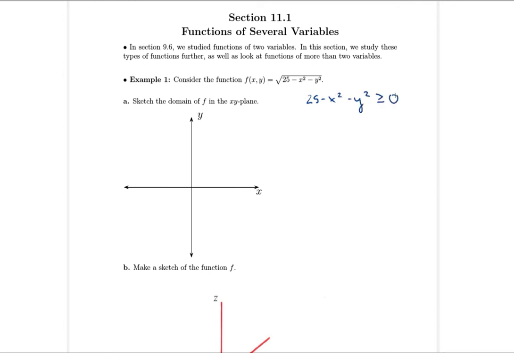That needs to be greater than or equal to 0, right? And so if I move the x squared and y squared over, then I get this. Now, if there was an equal sign right here instead of an inequality, that would be a circle, right? And of course, we still get a circle, but because of the inequality, we know we're going to shade the entire region inside of that circle to obtain our domain.